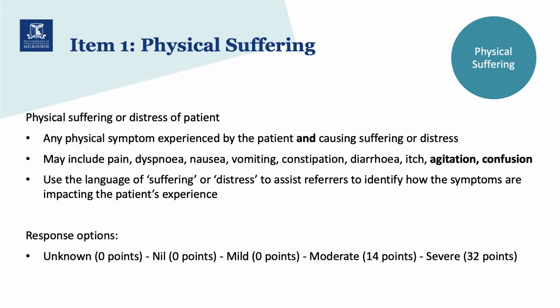For severe, it might be that they're using PRN doses of medication frequently, or they're finding that their regular or PRN doses are not effective. And really, further changes to their management are definitely required urgently, and they might be having rapidly worsening symptoms. So those are not really a checklist, but just some suggestions of how you might characterise mild, moderate, and severe for physical suffering.